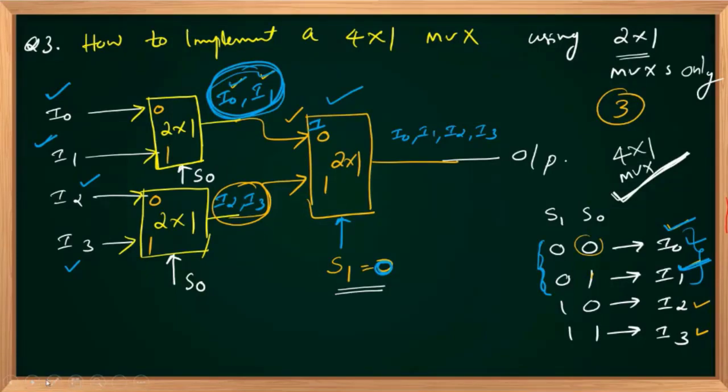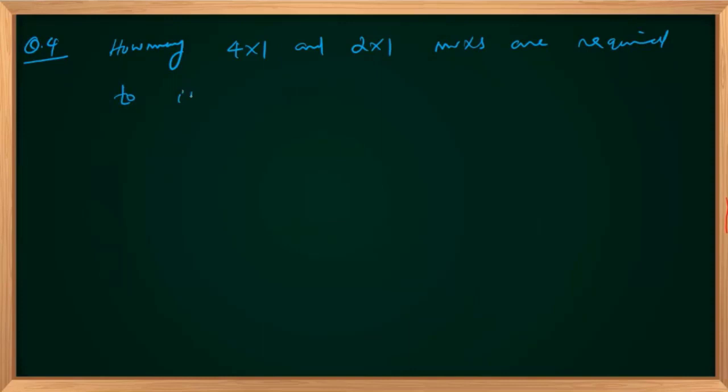multiplexers. Okay, now, right. So the next question is question number 4. How many 4 by 1 and 2 by 1 muxes are required to implement an 8 by 1 multiplexer? Is it clear? How many 4 by 1 muxes are required? How many 4 by 1 and 2 by 1 muxes are required to implement an 8 by 1 mux?